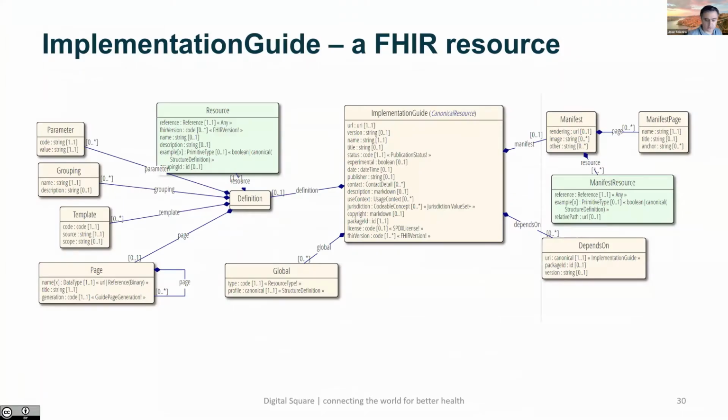The FHIR artifacts that we use, so let me just quickly go through this. In FHIR implementation guides, the implementation guide is itself a FHIR resource. It has lots of things, lots of data. The implementation guide itself has a core which has who is publishing it, what's the URL, what's the title, etc. Those things will be visible when you publish.